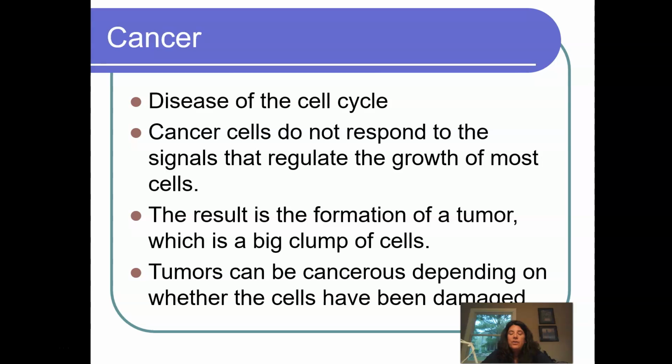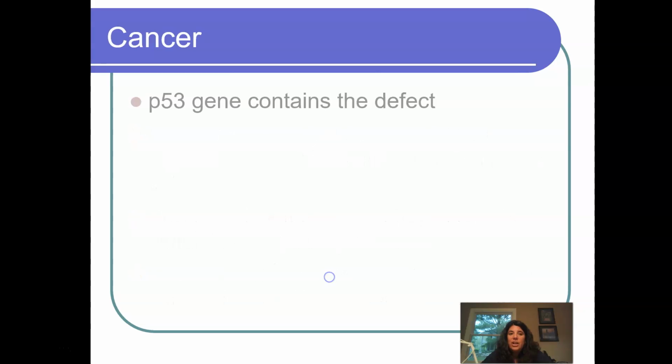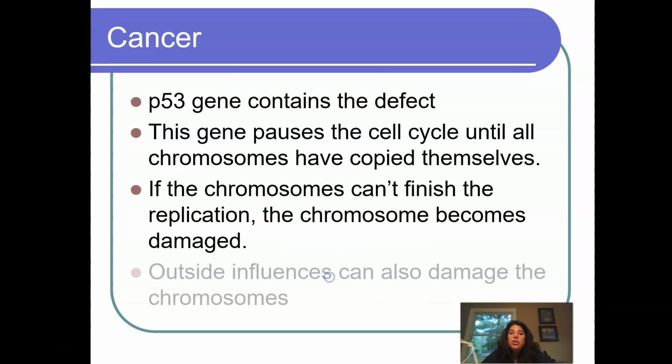So really cancer is two problems. Number one, the cell is not regulated, so it's going through this process very, very quickly. Number two, the cell has been damaged. So not only is it making copies of cells at a faster rate than it should, but it's making copies of bad cells, cells that are damaged, more quickly. So there are two problems involved when looking at cancer.